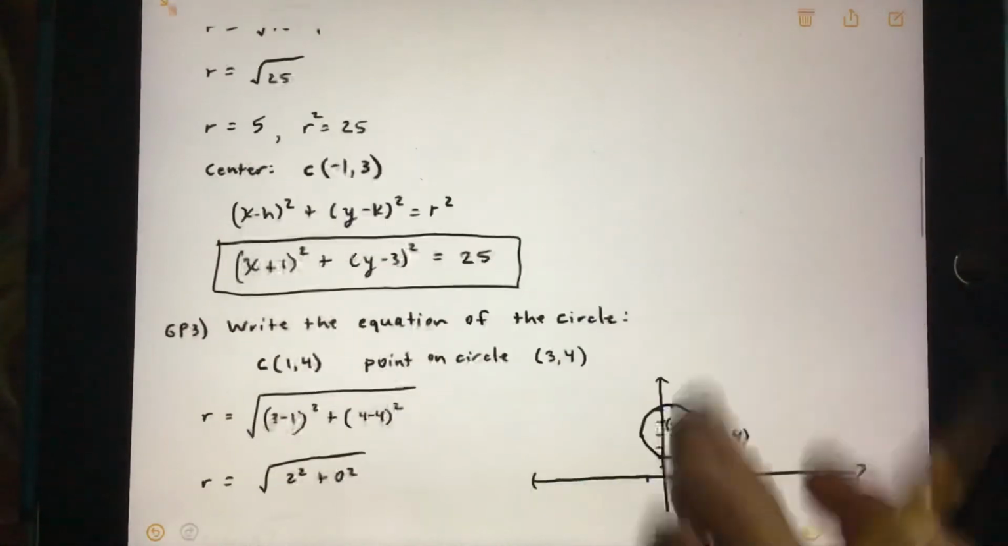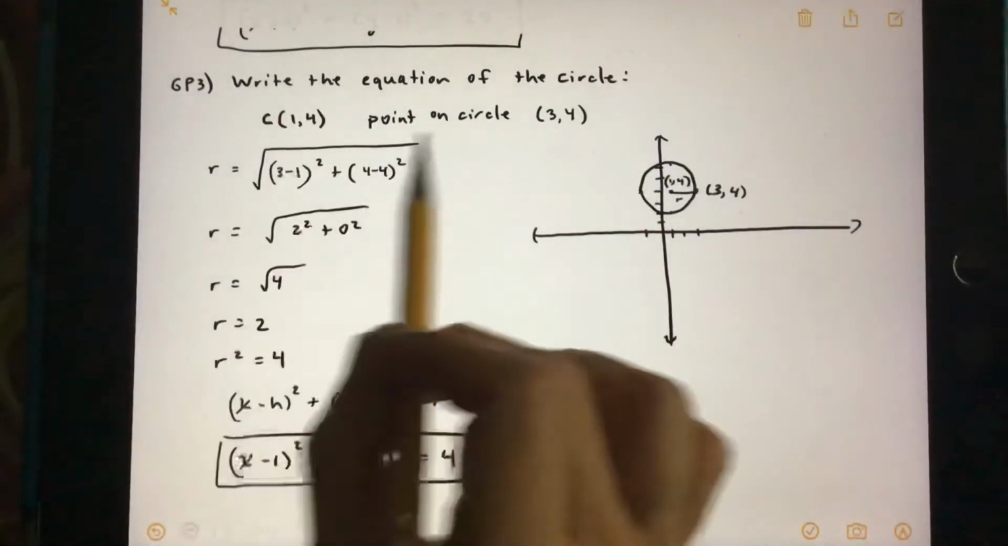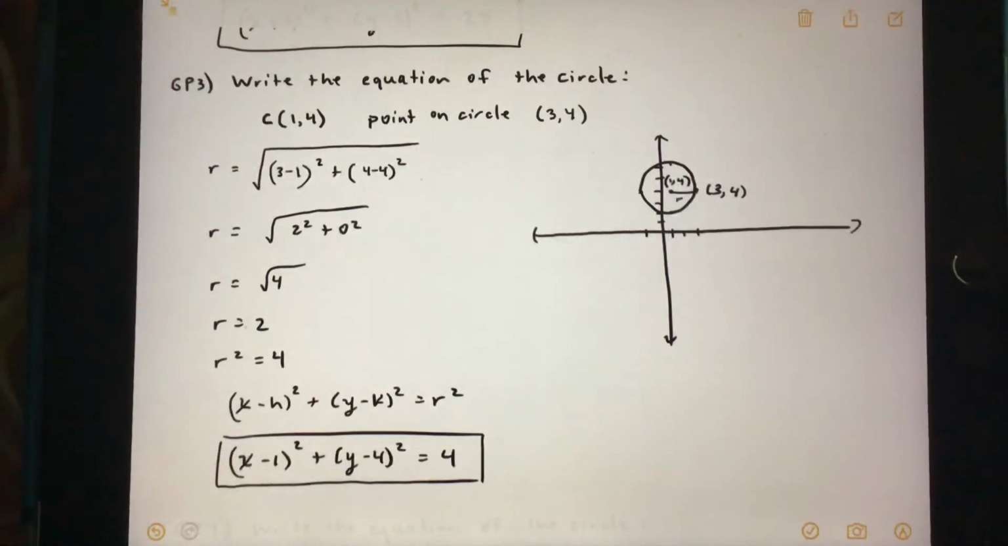Done. Guided practice 3, it says write the equation of the circle, given its center is at (1, 4) and a point on the circle is (3, 4). Well, again, we're going to need to know the radius, and we're going to need to know the center. We already know the center.